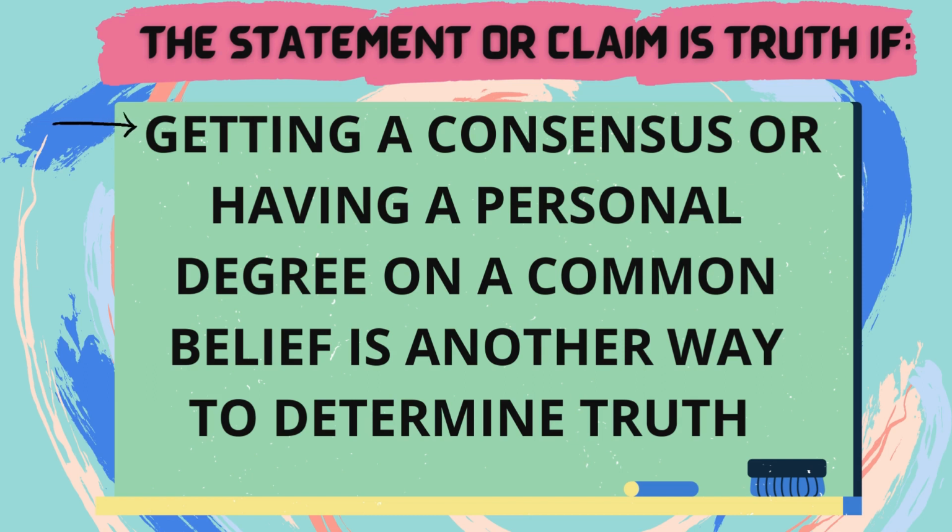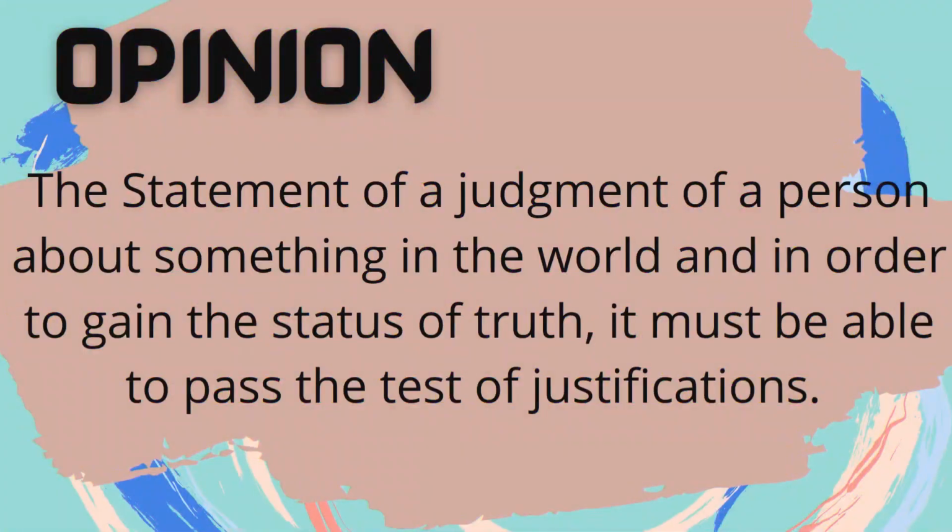Third, getting a consensus or having agreement on a common belief is another way to determine truth, or through the social domain. So that's the last claim. That's a truth. Now, when we say opinion, what do we call opinion?